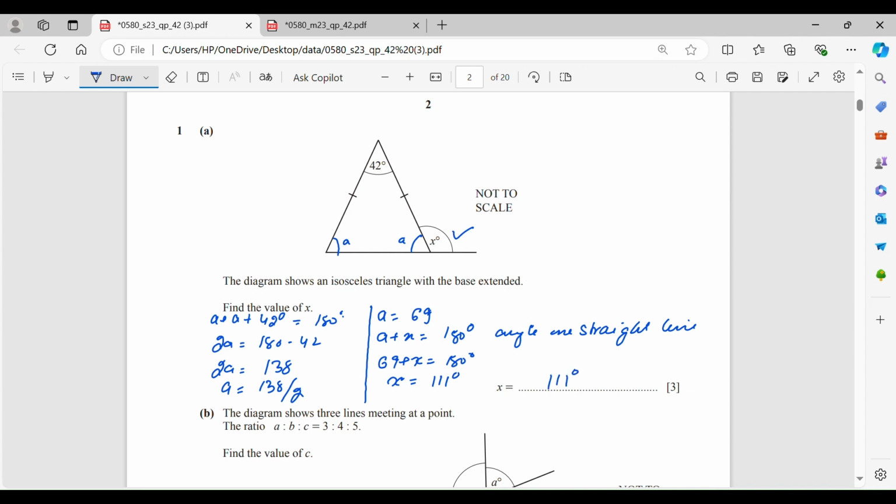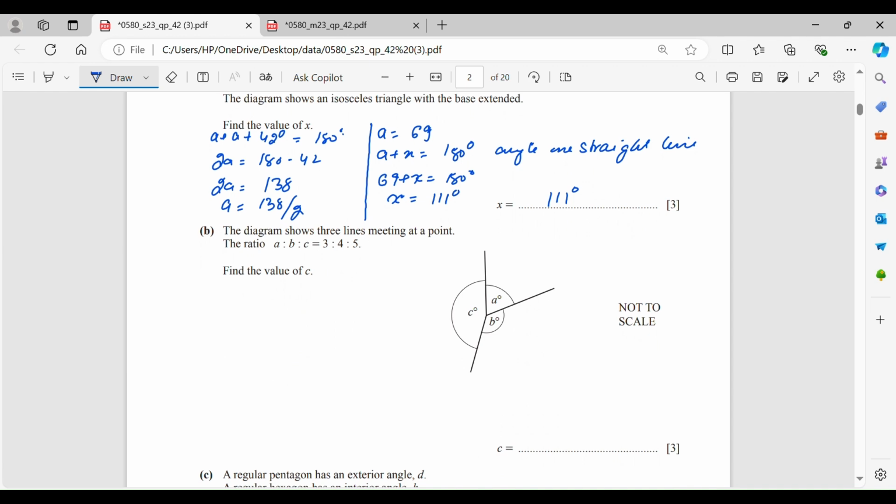Next, B part. The diagram shows three lines meeting at a point. The ratio of A to B to C is 3 to 4 to 5. Find the value of C. So we need to find the value of this angle, right? So this is a complete angle, so their sum will be 360 degree, right?